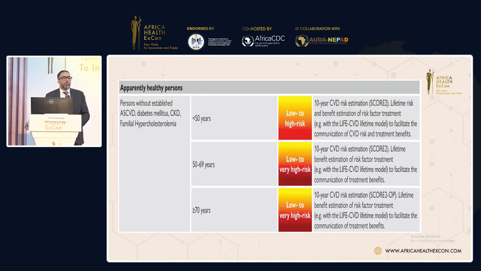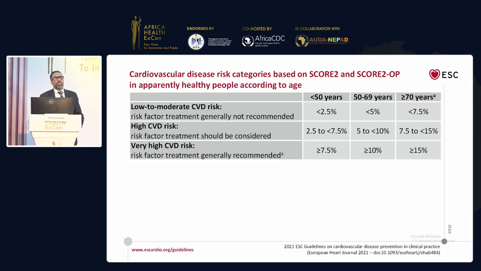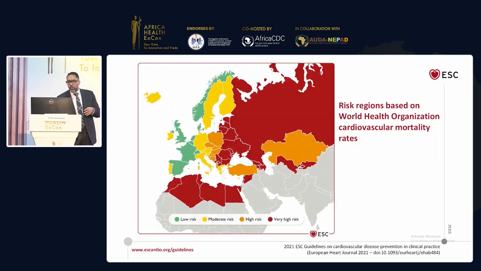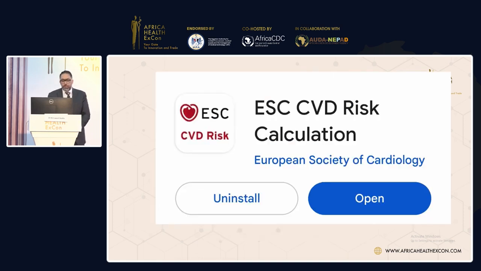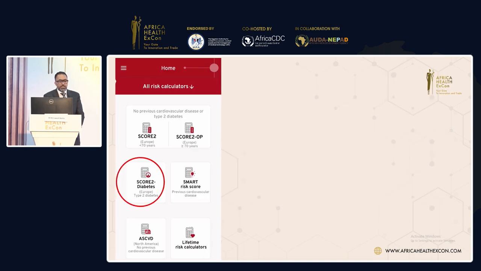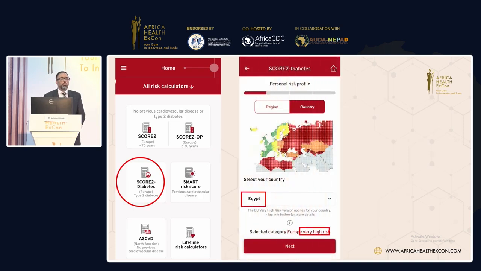The last group is called apparently healthy: people who don't have diabetes, CKD, dyslipidemia, or accelerated disease. We score these people according to SCORE2 and SCORE2-OP, according to blood pressure, non-HDL cholesterol, age, sex, and smoker or non-smoker. We can easily use a mobile app for cardiovascular risk, on Android or iOS. You can train your patient to have this app, and we score the patient and choose the country.